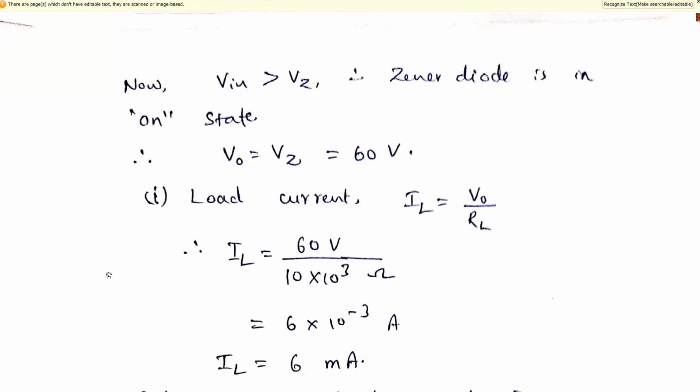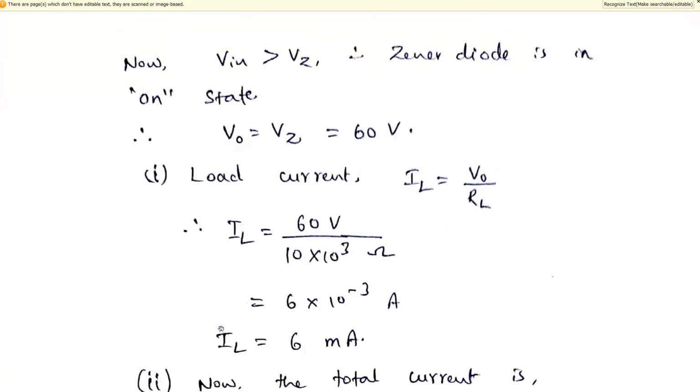Once you calculate the output voltage, you can calculate the load current. Load current is given by IL is equal to V naught divided by RL. You substitute the value of V naught, that is 60 volt. The load resistance is 10 kilo ohm, so 10 into 10 to the power 3 ohm. If you calculate this, it will be 6 into 10 to the power minus 3 ampere, or 6 milliampere. That is the load current flowing through the load resistance.